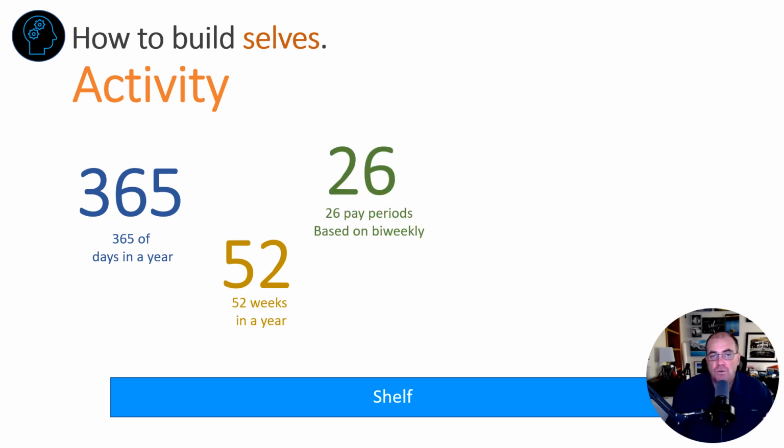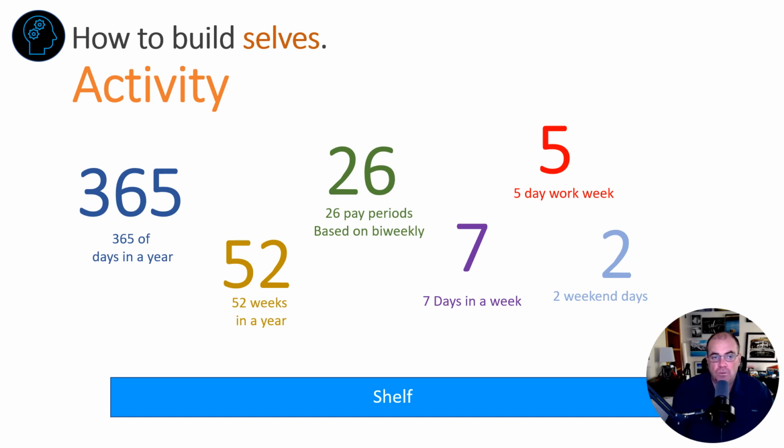The other thing is, if you get paid bi-weekly, you're going to get paid 26 pay periods in a year. There's 7 days in a week. There's 5 work days. And there's 2 days in a weekend. That is your number. So that's how you build a shelf that's indirect to the information that you're teaching. So it's pretty easy to remember.